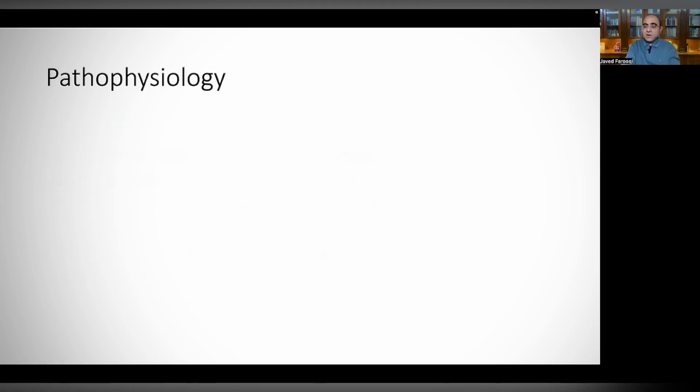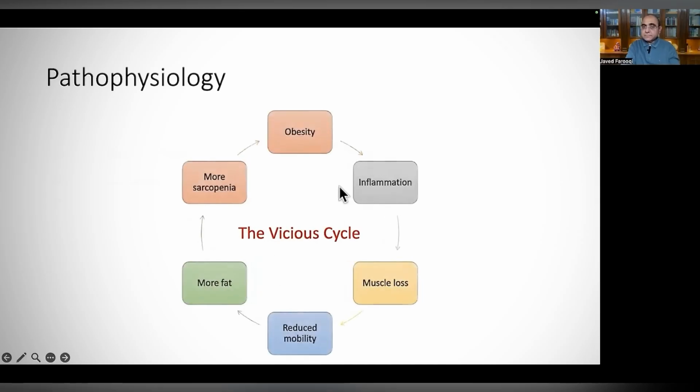If we summarize all mechanisms, there is a vicious cycle. Obesity leads to generalized inflammation, which leads to muscle loss, and it leads to reduced mobility. As a result, there is further deposition of fat, more sarcopenia, and further obesity. This vicious cycle sets in, and with the passage of time, the severity of sarcopenic obesity increases. The muscle mass is gradually decreasing while the fat mass is gradually increasing.